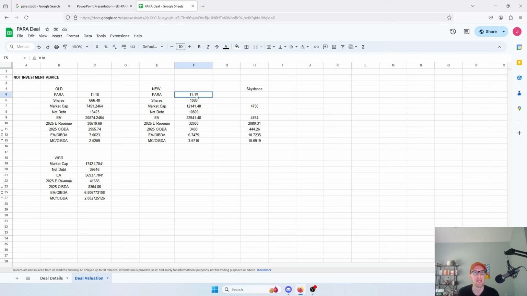Then as I look at new Paramount, kind of keeping the same price point, increasing the number of shares, you're going from 666 to 1086 million shares. Big dilution, almost 40% dilution. Market cap increases, but debt goes down because of the cash infusion, the cash that Skydance says is on the books. From a valuation perspective, about a 6.8x multiple at today's price point, kind of in line with Warner Bros. Discovery, slightly better than current Paramount because of the improvement in OIBDA. And then on a market cap basis, about a 3.5x multiple. So, quite a bit higher than Paramount, quite a bit higher than WBD. From this perspective, it seems like it's either slightly overpriced or relatively fair at today's price point.